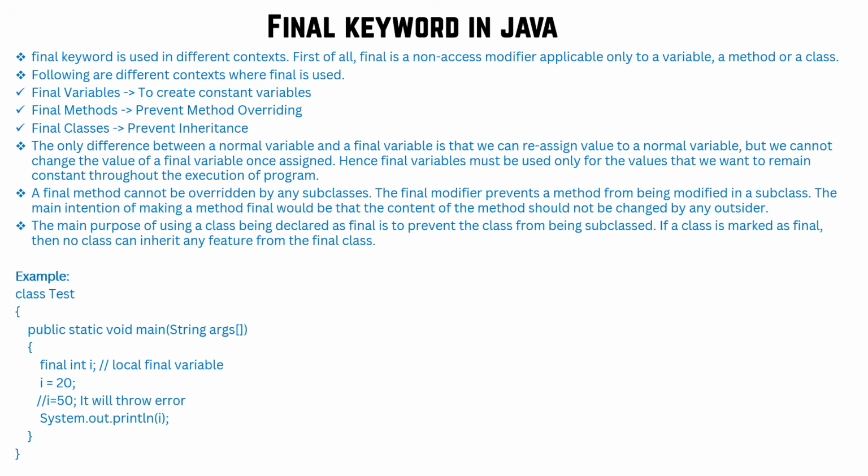In case you do not want to override your parent class method, you can make it final so that no child class can have the same method; it will throw an error. So that is the way the final keyword helps to create constant variables, prevent method overriding, and prevent inheritance.